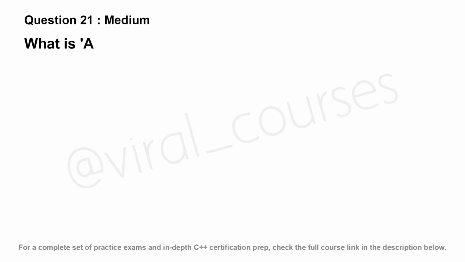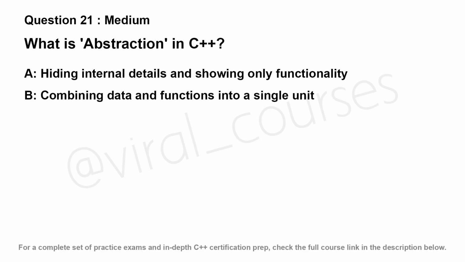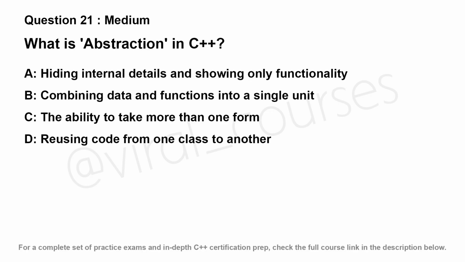What is abstraction in C++? Option A, hiding internal details and showing only functionality. Option B, combining data and functions into a single unit. Option C, the ability to take more than one form. Option D, reusing code from one class to another.